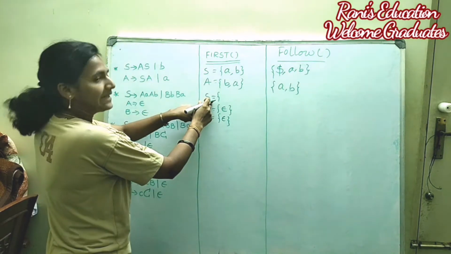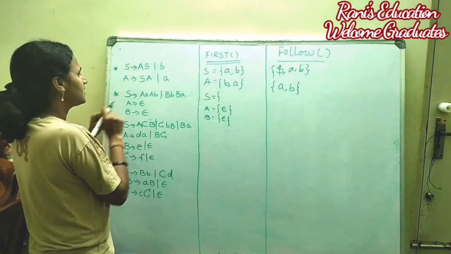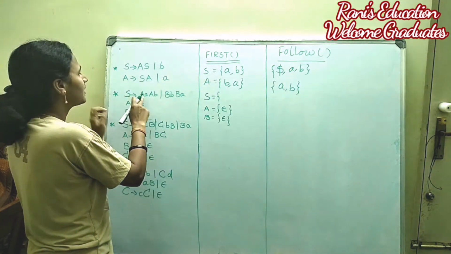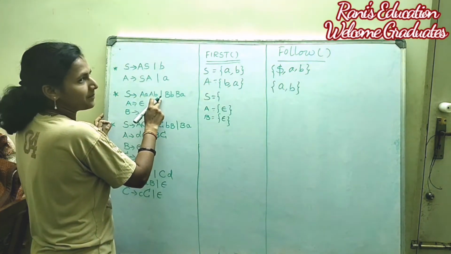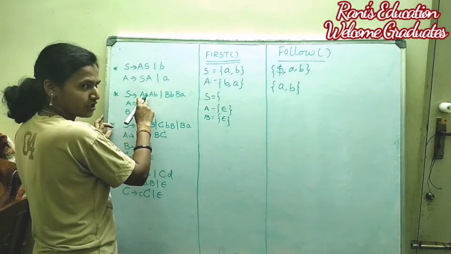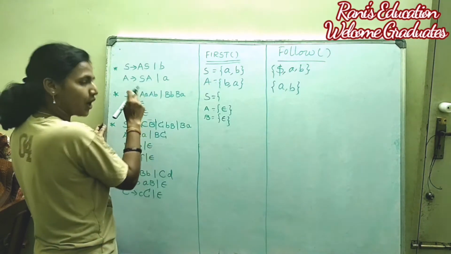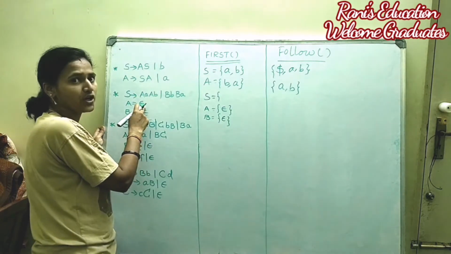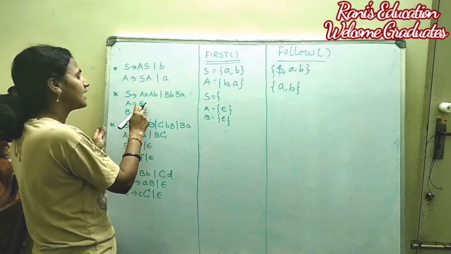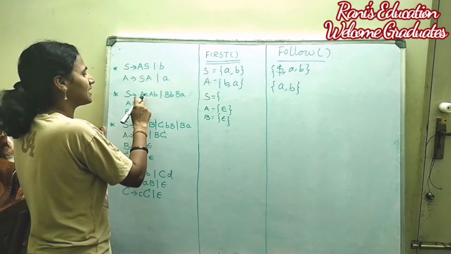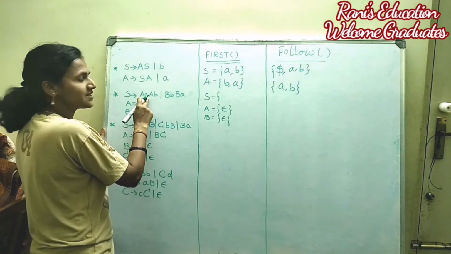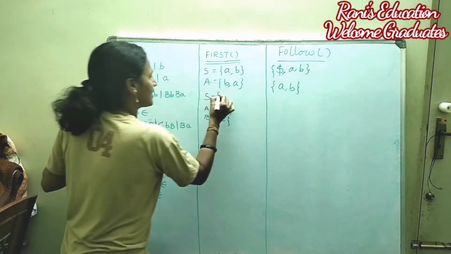Now coming to S. What is first of S? Take the first possible production of the S non-terminal, AB. Here A is a non-terminal, not a terminal. You need to replace this non-terminal by its corresponding production, that is epsilon. If I replace A by epsilon, then we get the production S → AAB. Here the RHS starts with a terminal, right? So that is here.